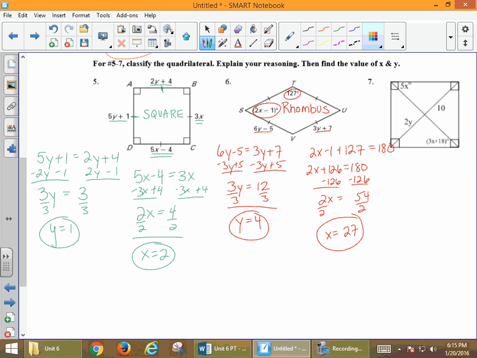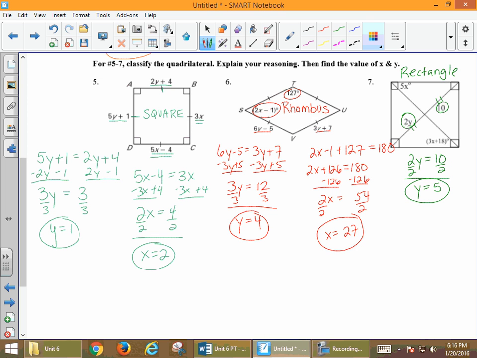A parallelogram that has 4 right angles is called a rectangle. And are all the sides the same? I don't know that. So I am stuck with this just being a rectangle. Because this is a rectangle, like all parallelograms, diagonals bisect each other. So 2y and 10 have to be the same. 2y equals 10, divide by 2, and y is equal to 5.